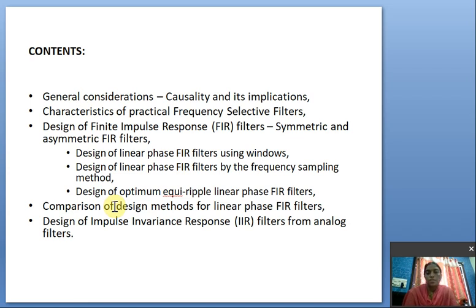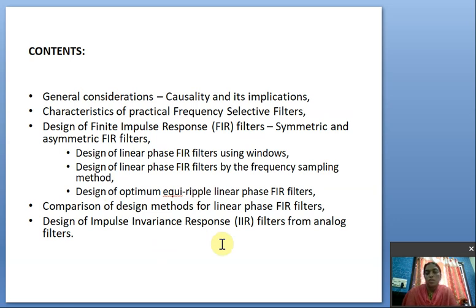General considerations, causality and its implications, characteristics of practical frequency selective filters, design of FIR systems, that means symmetric and asymmetric, design of linear phase FIR filters using windows, design of linear phase FIR filters by the frequency sampling method, design of optimum equiripple linear phase FIR filters. Next one is the comparison of design methods for linear phase FIR filters.